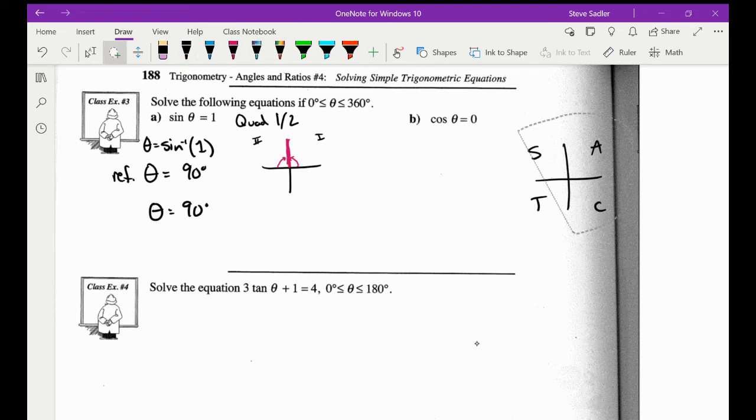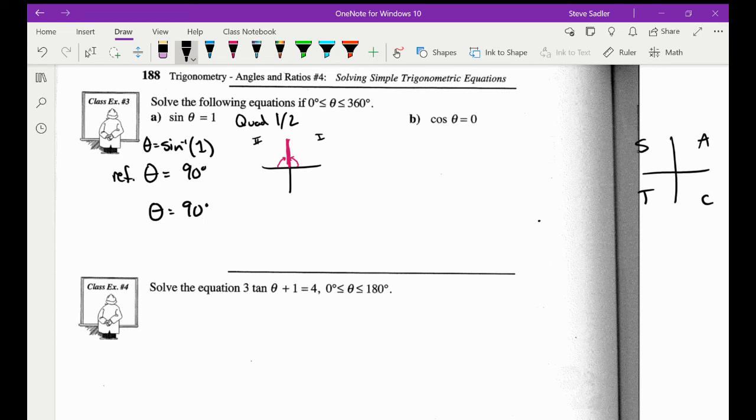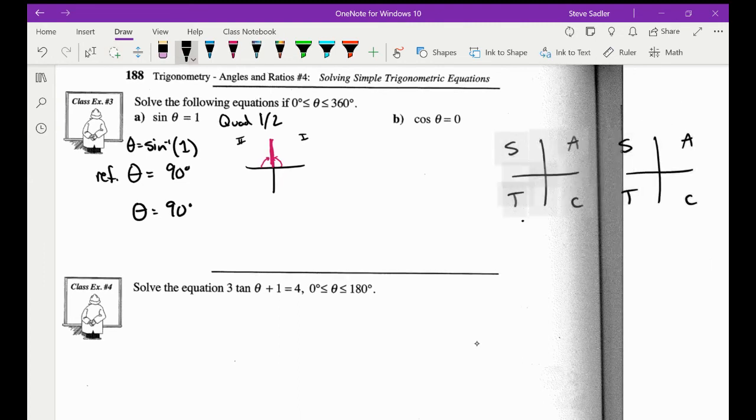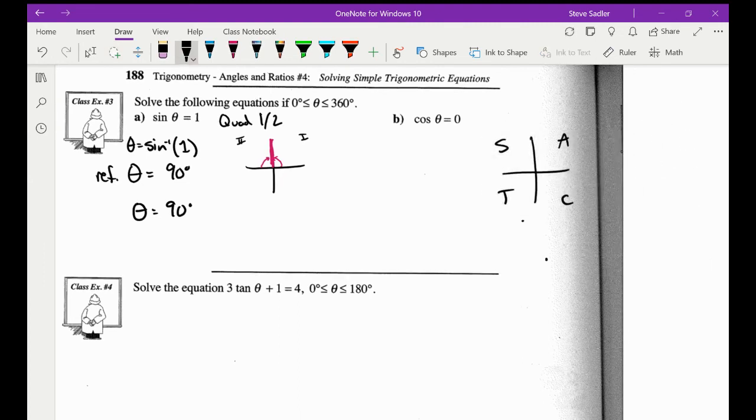Cos of x equals 0, this is also kind of a unique one. So cos of 0, let's actually pull this back over, sorry. If we're talking about cos of 0, 0 is kind of on the edge of positive and negative. So in the positive quadrants, cos is going to be positive in quadrant 1 and quadrant 4.